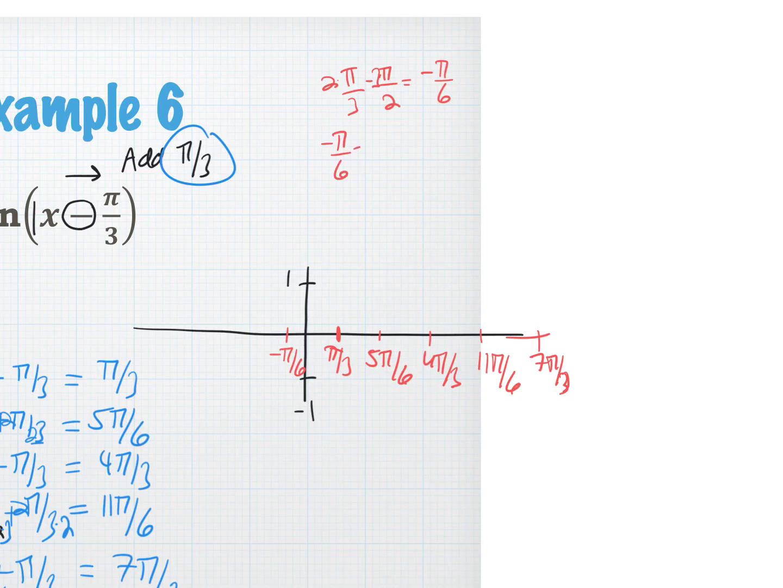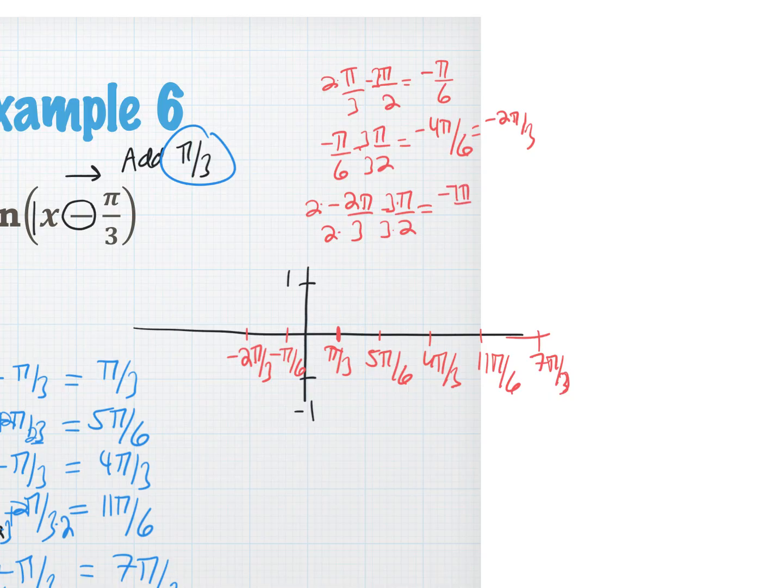Negative pi over 6 minus pi over 2. You can do times 3 times 3. And then you get a negative 4 pi over 6, which is going to simplify to negative 2 pi over 3. So we're going to get negative 2 pi over 3. And then take negative 2 pi over 3 and then subtract pi over 2, right? Times 3 times 3 times 2 times 2. That's going to get you negative 4 pi minus 3 pi, which is negative 7 pi over 6. All right, so negative 7 pi over 6.